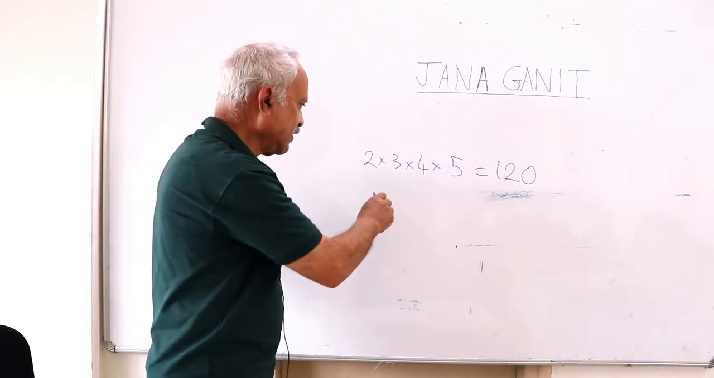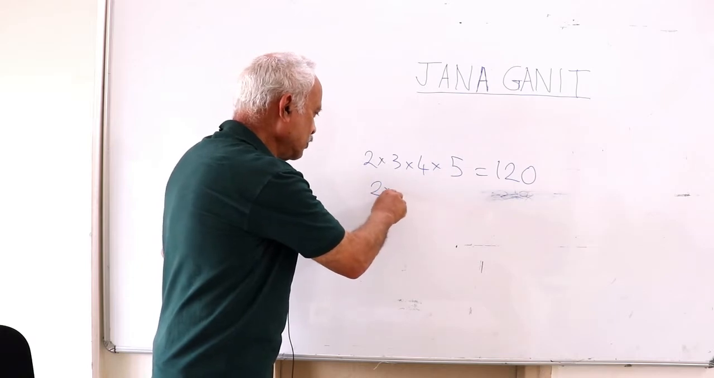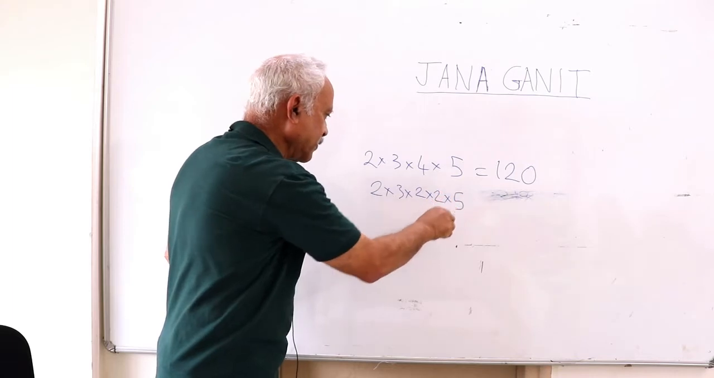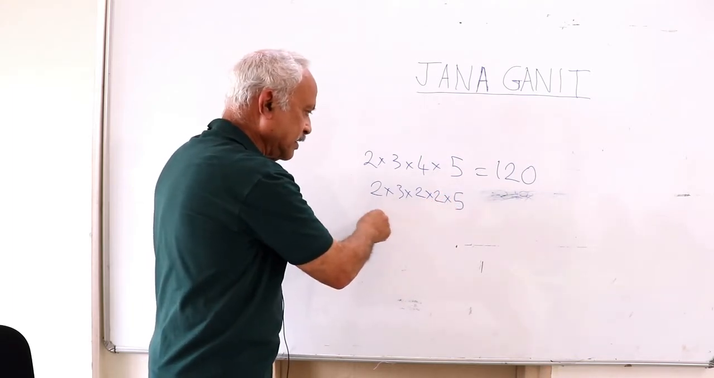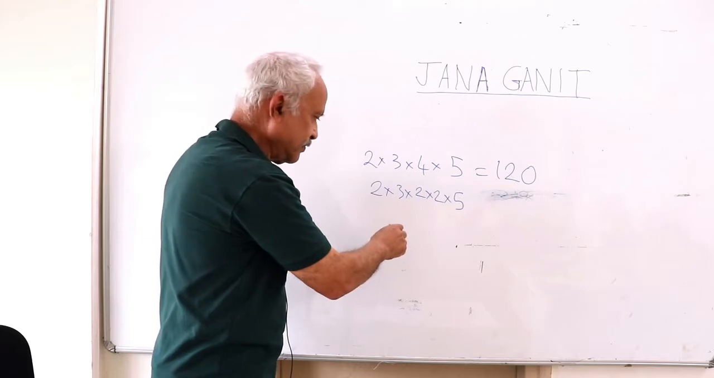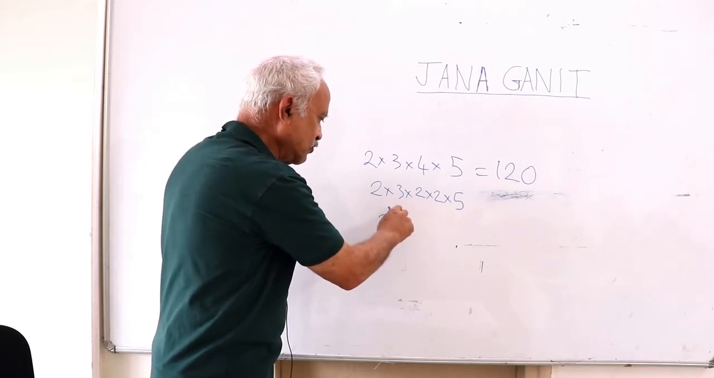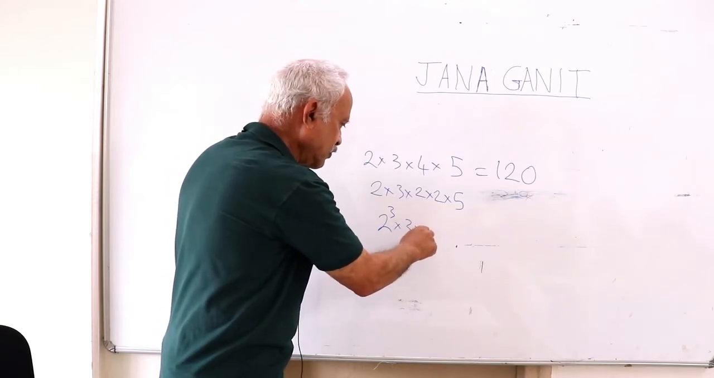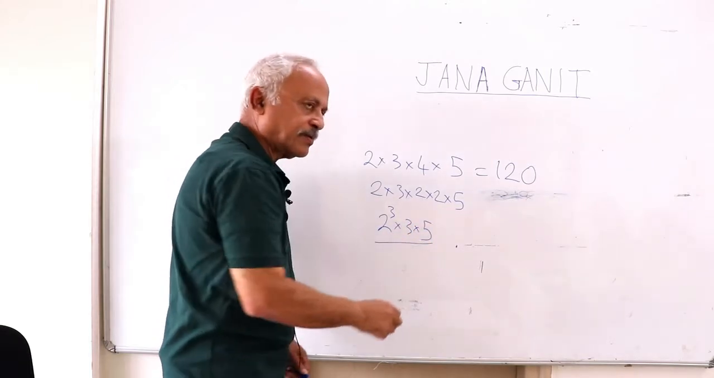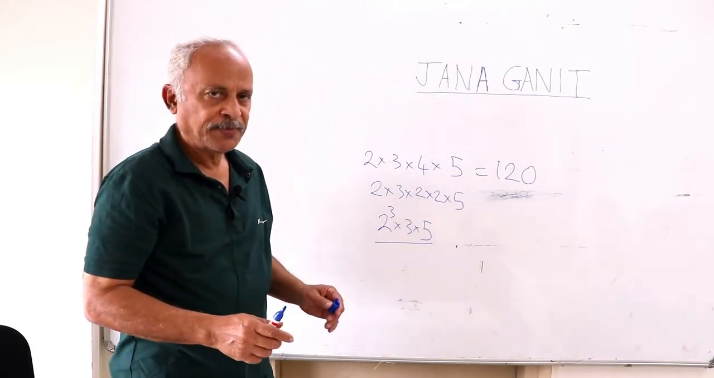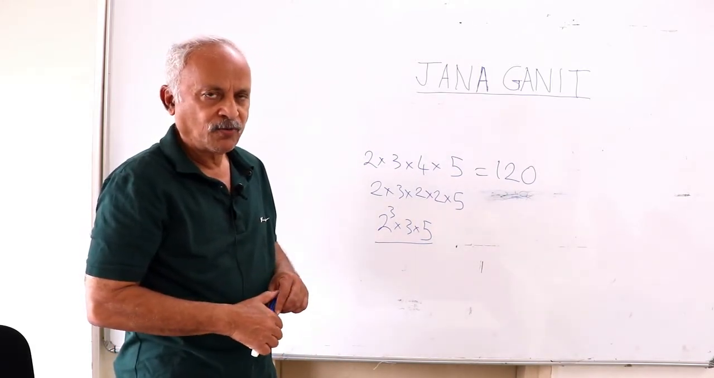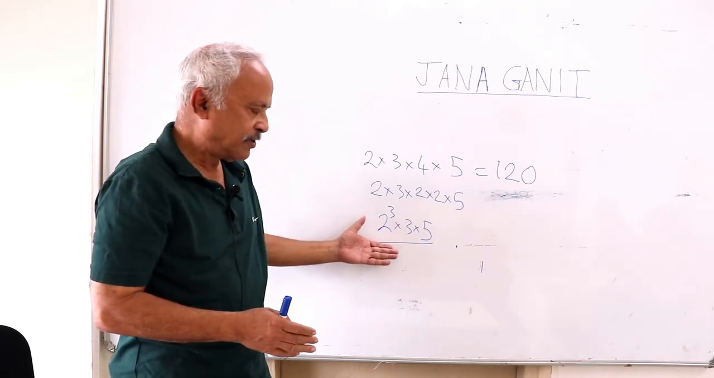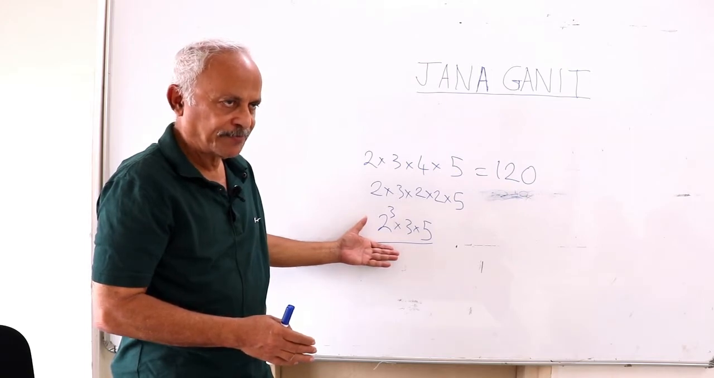So what Nandita has written is 2 into 3 into 2 into 2 into 5, and she has taken these 3 2's together and written that as 2 cubed, which is 2 into 2 into 2 into 3 into 5, which is also a short form. So my question about what is the short form actually had many answers. This is the short form using only prime factors.